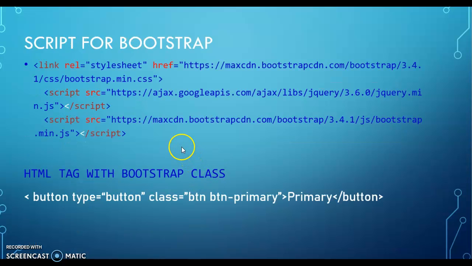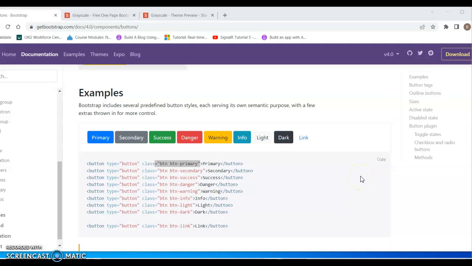If you're not using a framework, then you can add Bootstrap to your project just by adding this script tag in your HTML file. And then, like this next example, you just add the class name to your button tag in your HTML file. Some examples of using Bootstrap.